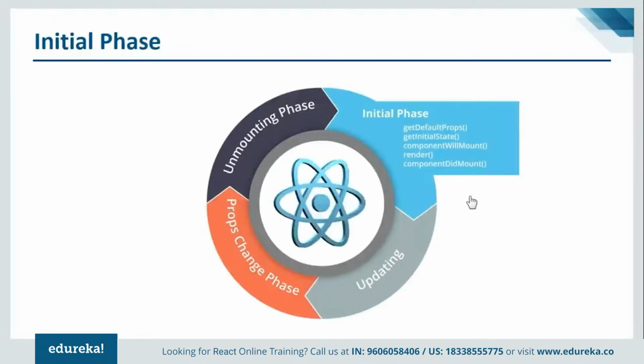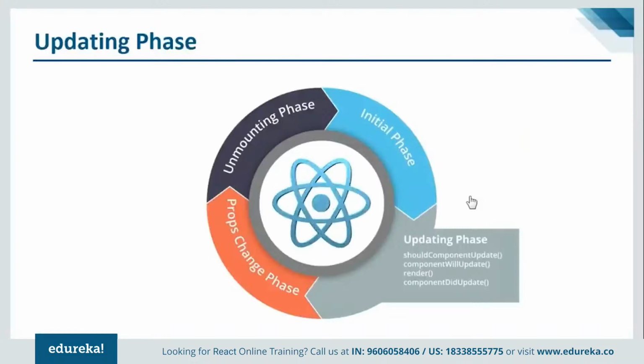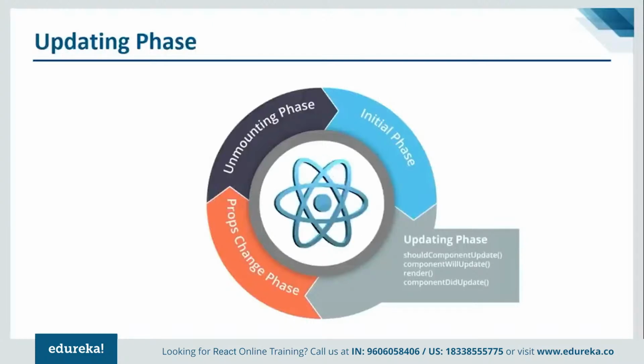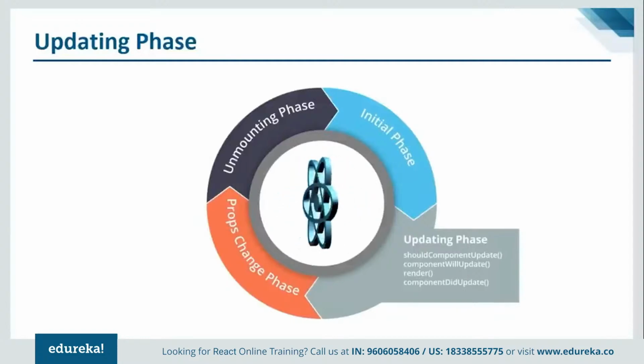Then we can move on to our next phase, that is the updating phase. So after the components get added to the DOM, they can potentially update and re-render only when a prop or a state change occurs. During this time, a different collection of lifecycle methods gets called. Let's see what happens when a state changes. Whenever a state change occurs, the component will call its render method again.